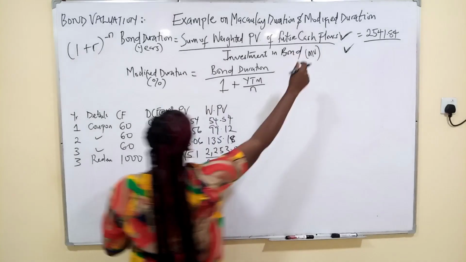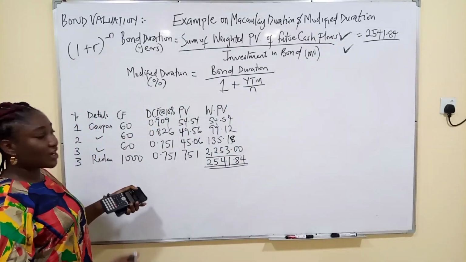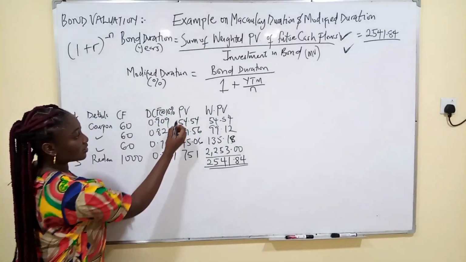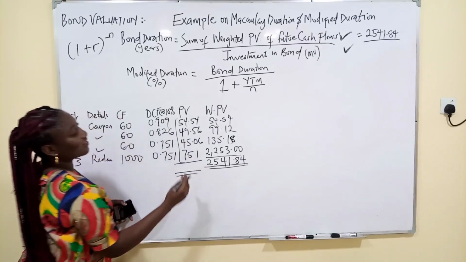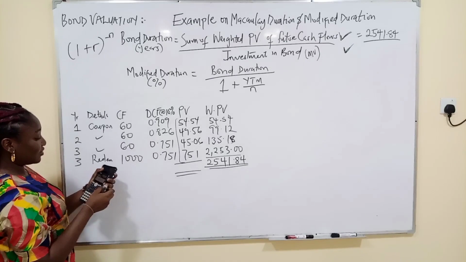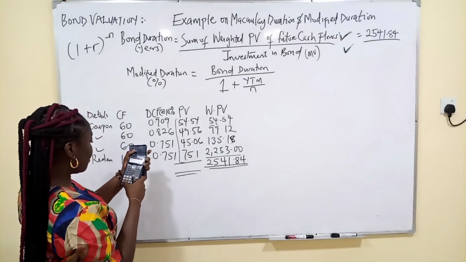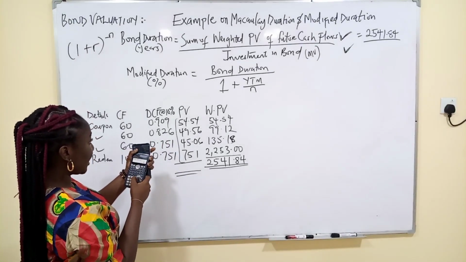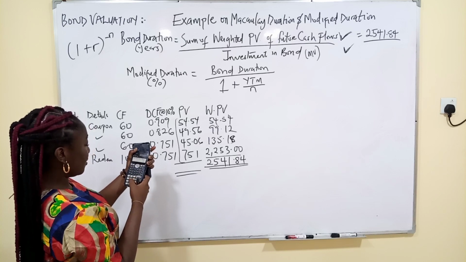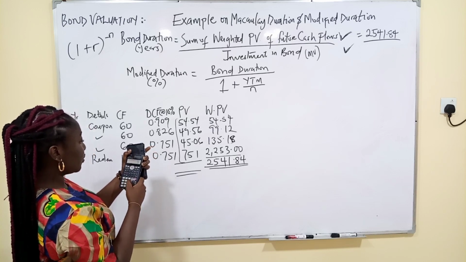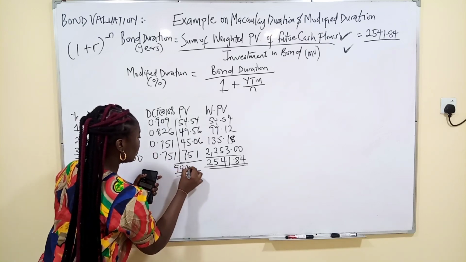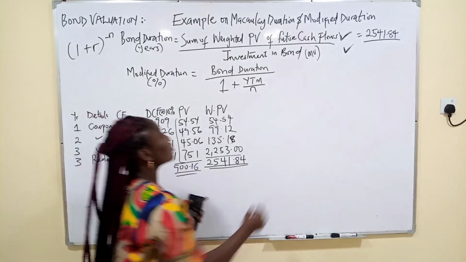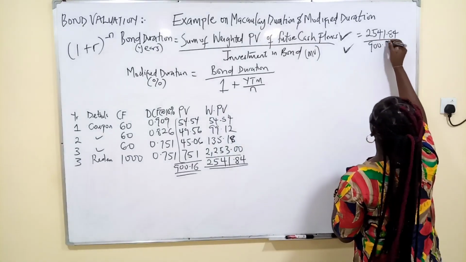Don't forget the formula for market value: sum of present value of future cash flow. See this one here, present value of future cash flow. Just add what is here. You know this weighted is a new thing here now. So add it up. That's 54.54 plus 49.56 plus 45.06 plus 751. That's 900.16. So you have that 900.16.